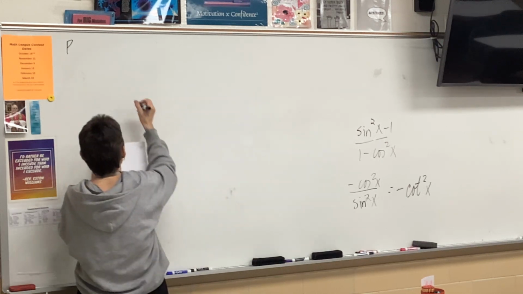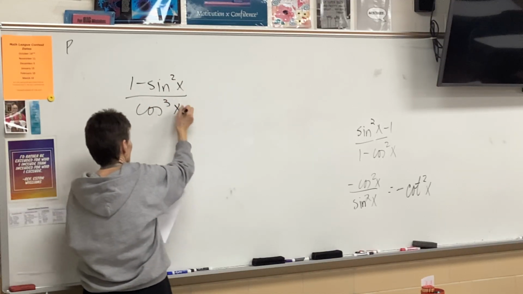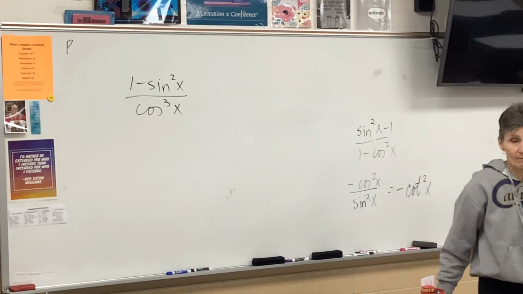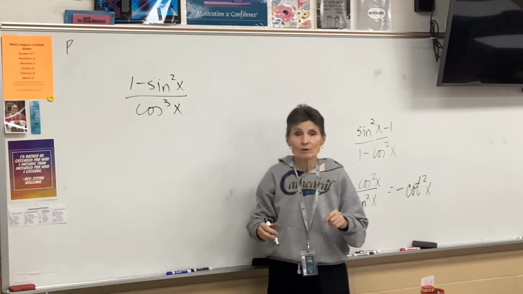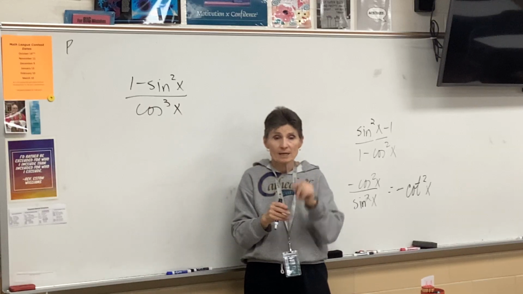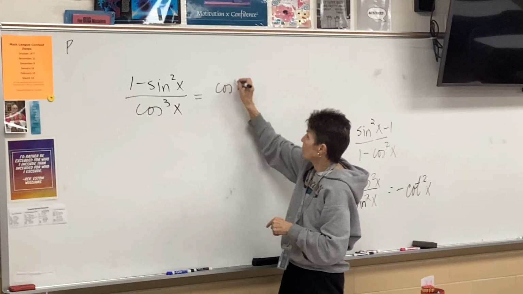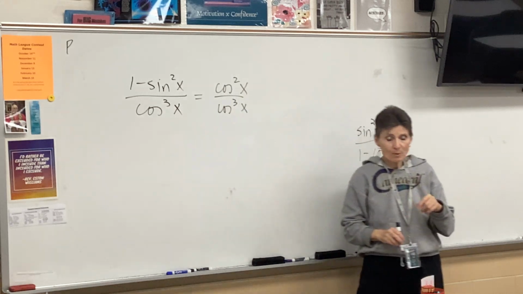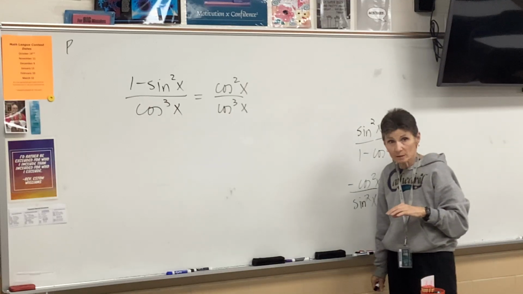All right, let's look at the first one. 1 minus sine squared over cosine cubed. We are absolutely 100% not frightened of this. You should recognize the numerator. We just talked about it. 1 minus sine squared is on your sheet. 1 minus sine squared is cosine squared. So now you have cosine squared over cosine cubed.